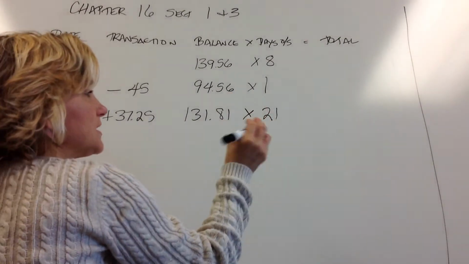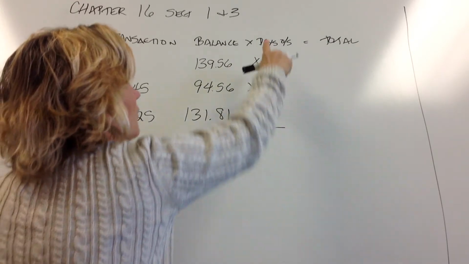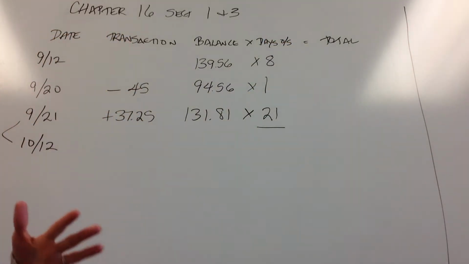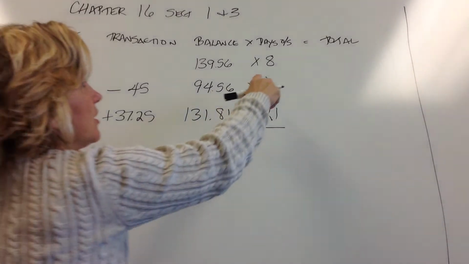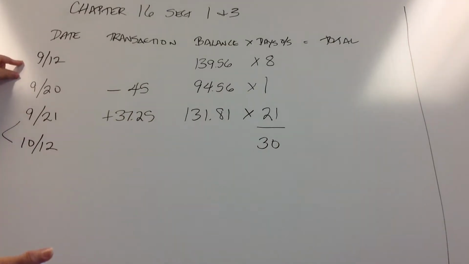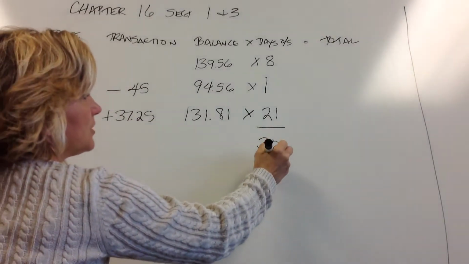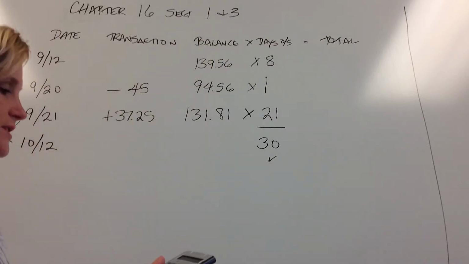Before I do the math of actually multiplying these out, I always make sure I've accounted for all of the days that are in the month of my billing cycle. So here I would have 30 days, and I know there's 30 days in September. So that's my double check, and I'm good with that. Now I'll go ahead and do the math to multiply those out.